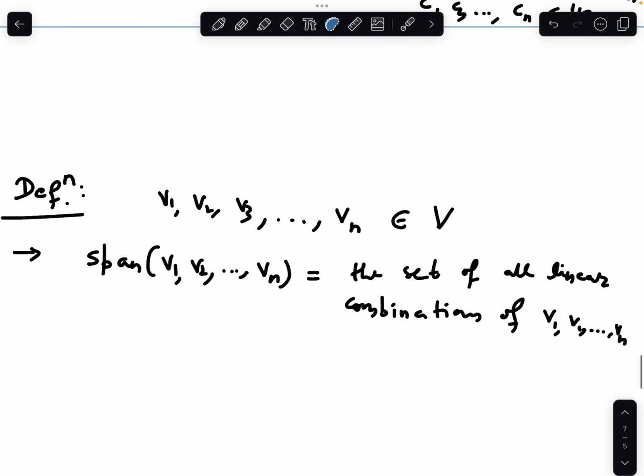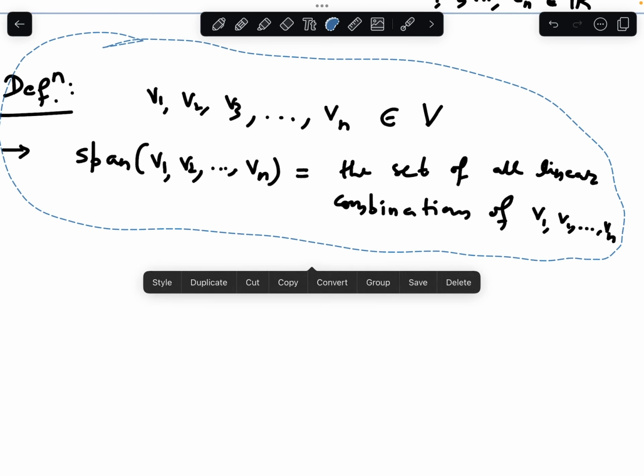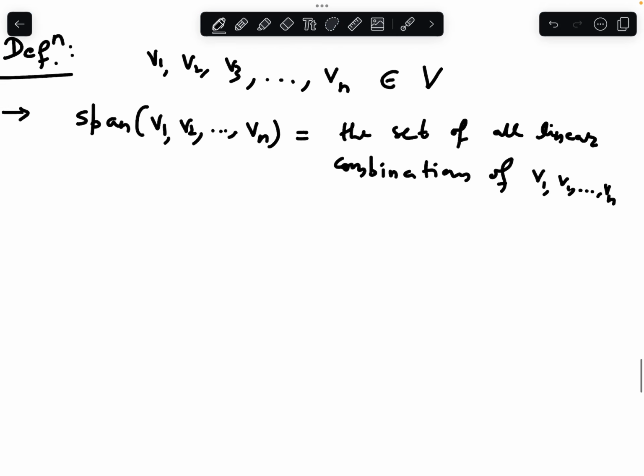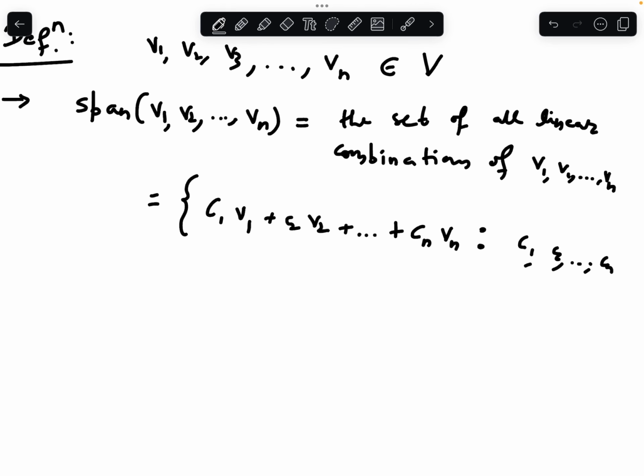Okay. So now let's come back to this definition. The set of all linear combinations of V1, V2, V3. So in set form, we can write it like this: C1 V1 plus C2 V2 plus Cn Vn, such that these C1, C2, C3, Cn are scalars. So this is fine.